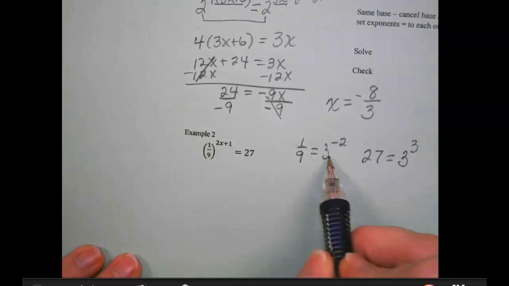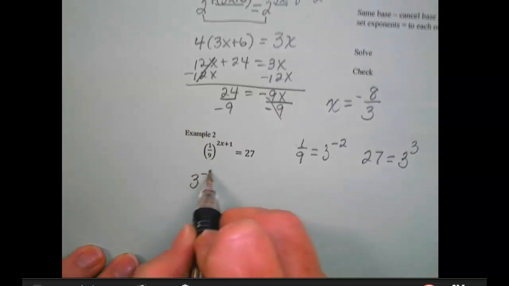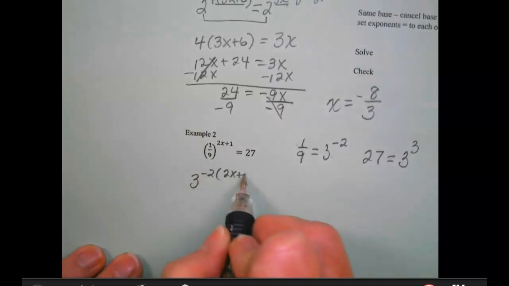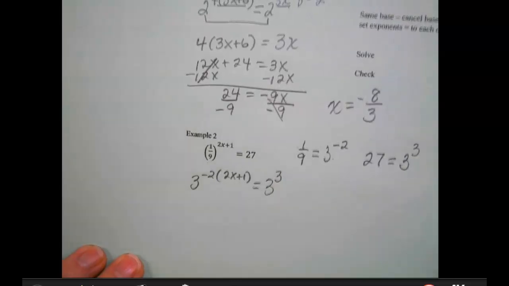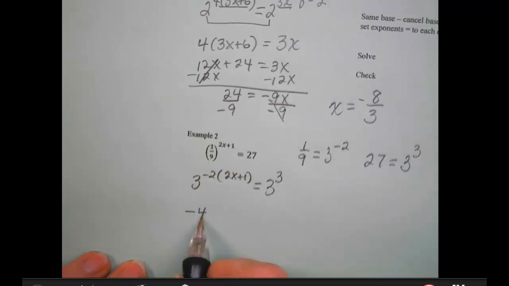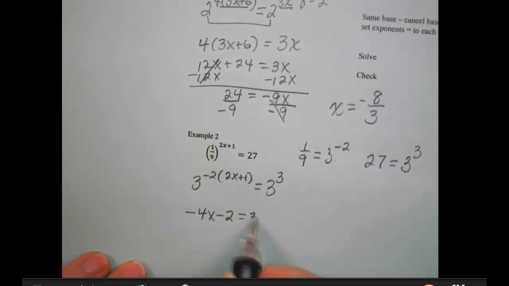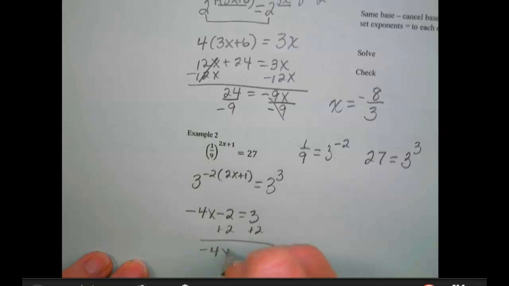So 3 to the -2. I'm going to go ahead and substitute this in for 1/9. I'm going to substitute my 3 to the 3rd for my 27. Do my 3's match now? So now we can set the exponents equal to each other. So I'm going to have -4x minus 2 equals 3. So I'm going to add 2 and divide by -4.